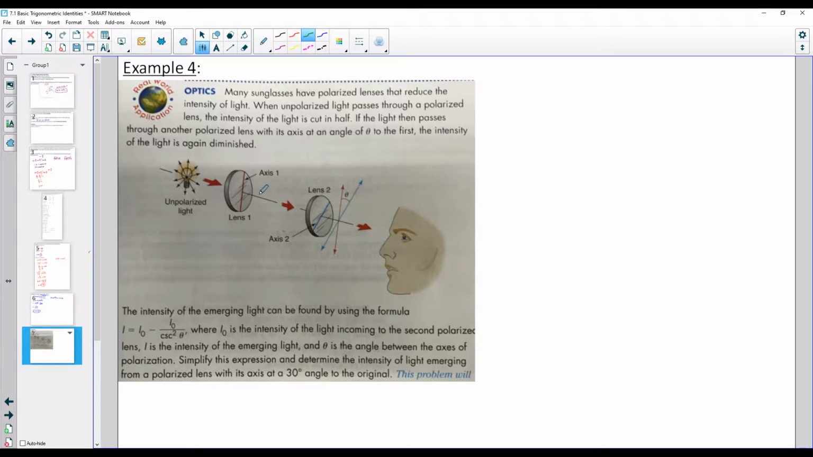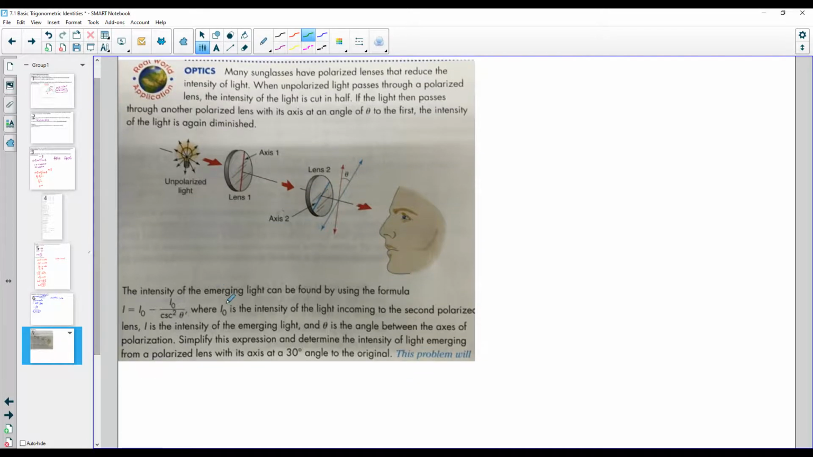So we have this red axis that corresponds with the axis of the polarized lens here, and then we have this blue one that corresponds with the second one and the angle in between them, right? So the intensity of the emerging light can be found by using the formula, where I naught is the intensity of light coming through the second polarized lens, I is the intensity of the emerging light, and theta is the angle between the axes of polarization.